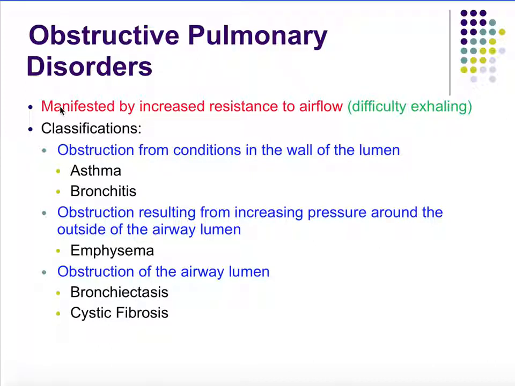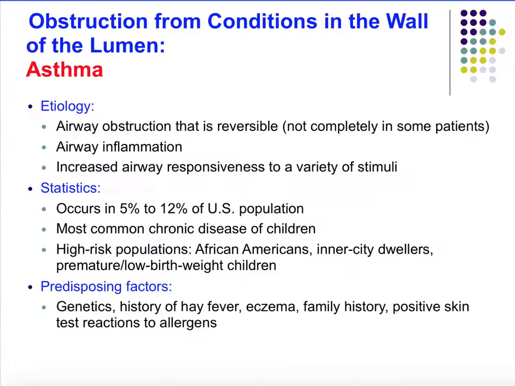There are different classifications. The obstruction can occur from a condition in the wall of the lumen, and asthma and bronchitis are examples of those. We can have obstruction resulting from increasing pressure around the outside of the airway lumen, and emphysema would be an example of that. And then there can be an obstruction of the airway lumen itself, and we see that in bronchiectasis and cystic fibrosis. So let's start with asthma.